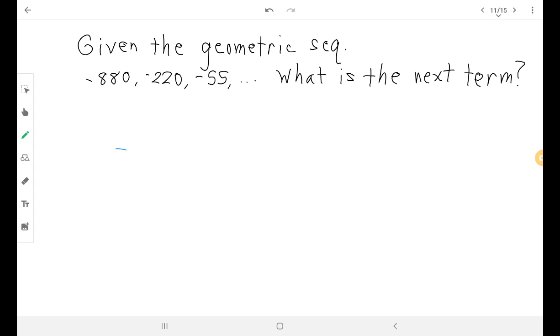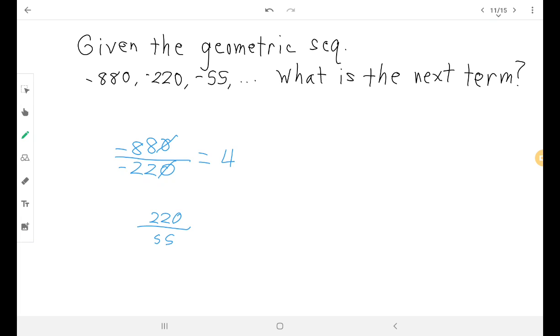If I do negative 880 divided by 220, and I just do the division there, one way to do that division is I can reduce them both by 10, and then negative divided by negative is positive, and 88 divided by 22 is 4. And you can check that. We can do 220 over 55.